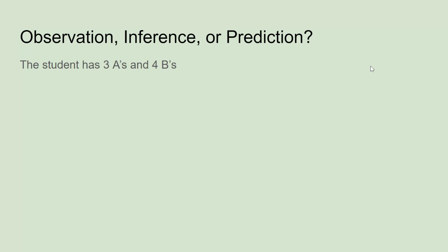Lastly, if the student has 3 A's and 4 B's, we're making an observation because that is a numerical piece of data, like 3 A's and 4 B's. That's actually a quantitative observation. Quantitative means quantities, numbers.